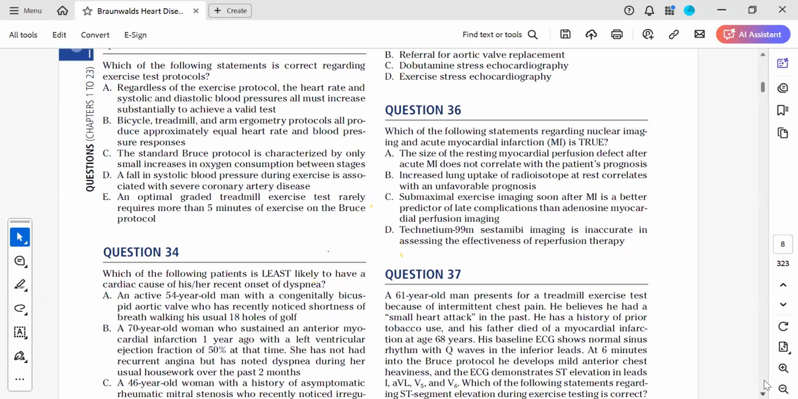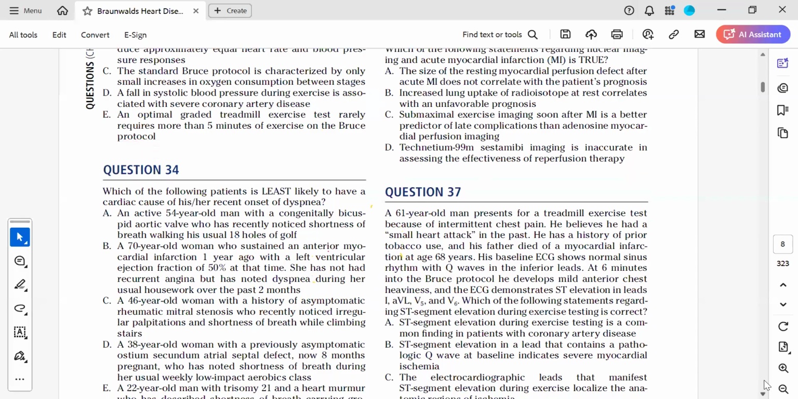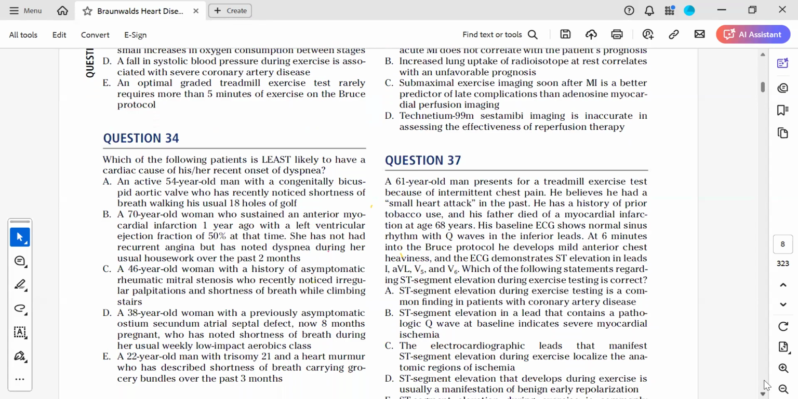All right, can I go on, or do we have feedback to give? All right, in the absence of any other question, I can just go into the next one.